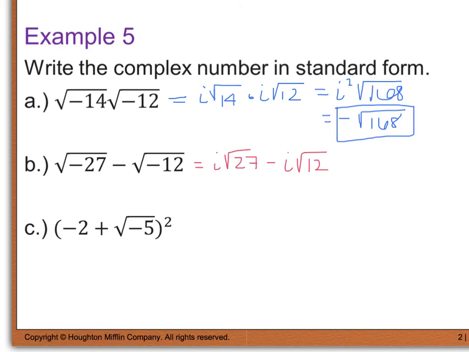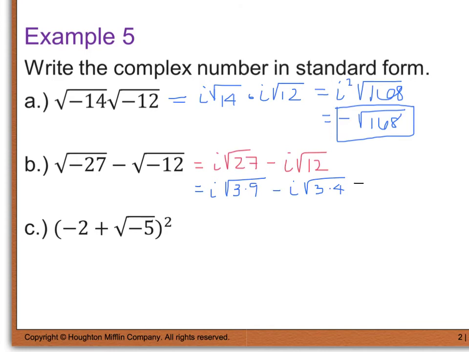Now, I have two terms with i's, and I should be able to add them as long as the number underneath the radical is the same. So I cannot add them as they currently stand. But I can rewrite the radicals, and by doing that I can break this apart. I can rewrite this as i times the square root of 3 times 9 minus i times the square root of 3 times 4.